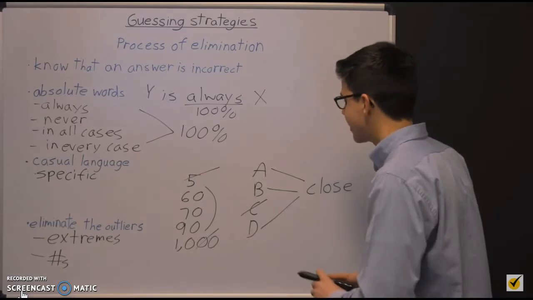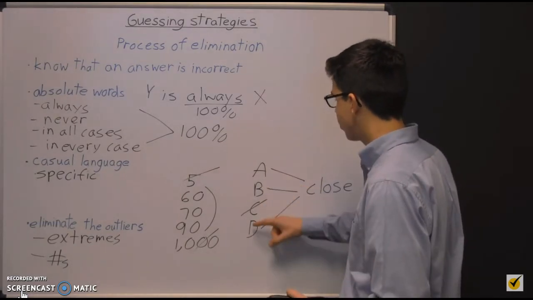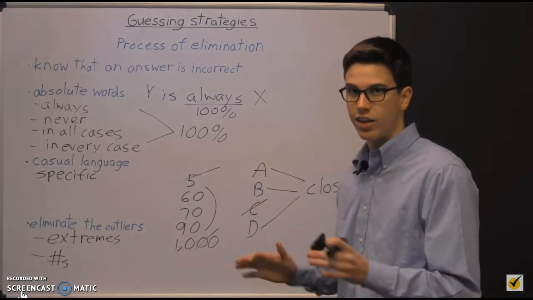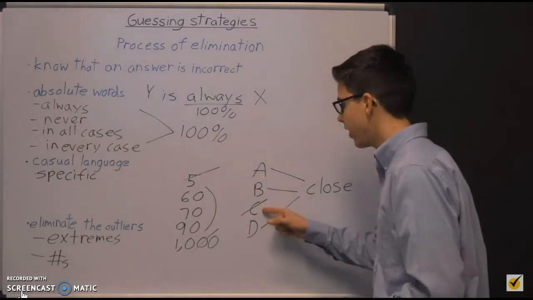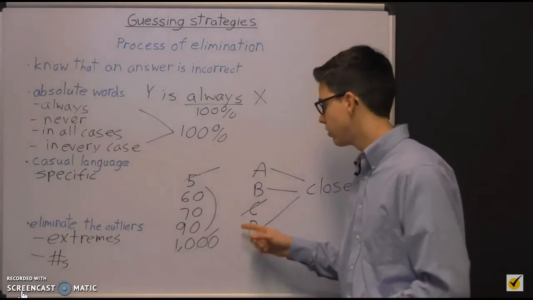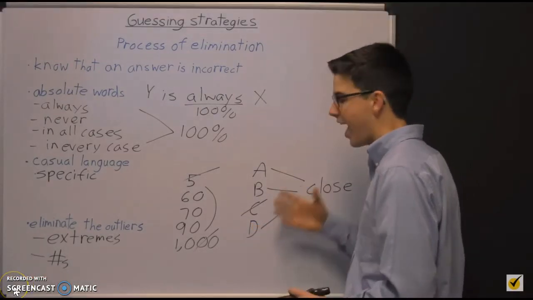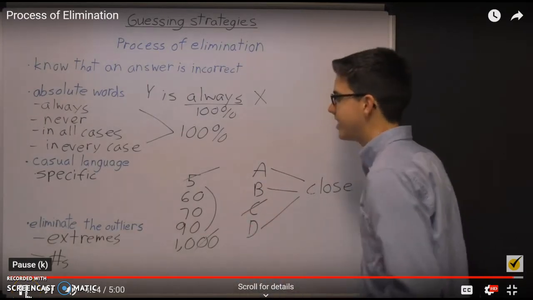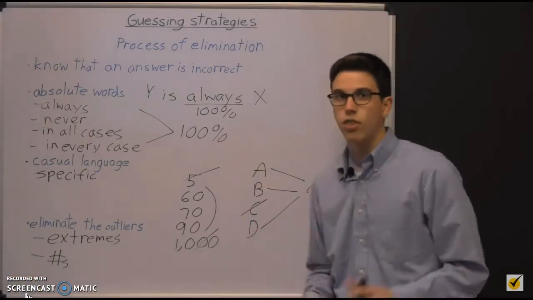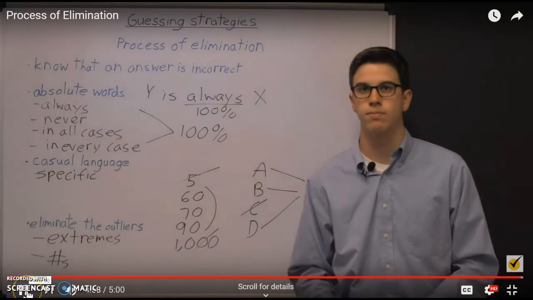So the test writer isn't going to waste 3 answer choices on red herrings that are just getting you distracted from the real answer that's C. No, the test writer is just going to waste 1 answer choice on a red herring to distract you, and then it's going to bury or hide the correct answer within the other 3 choices. So you can eliminate C in that case. So that's a look at the process of elimination.